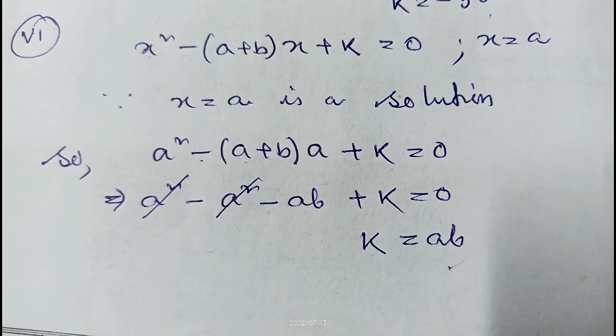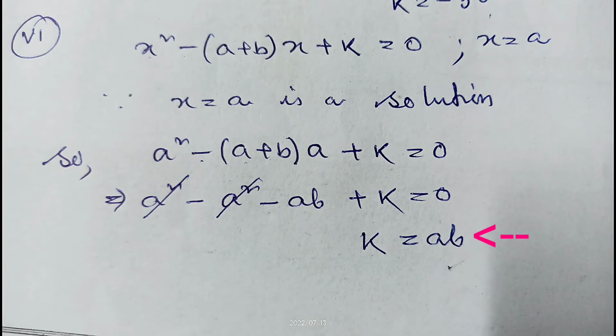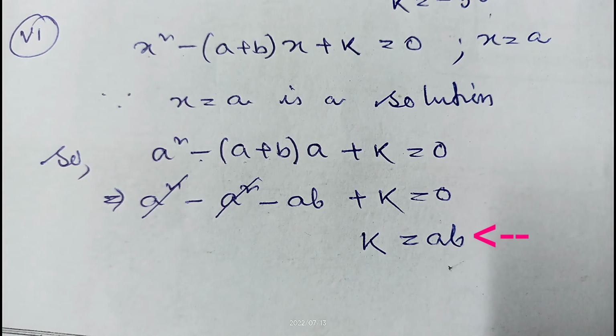Instead of x, if we write a, then it will be a square minus within bracket (a plus b) into a plus k equals to 0. It will be a square minus a square plus minus minus ab plus k equals to 0. Plus a square and minus a square can be cancelled. If we transfer this minus ab to the other side, it will become ab. So the required value of k is ab.